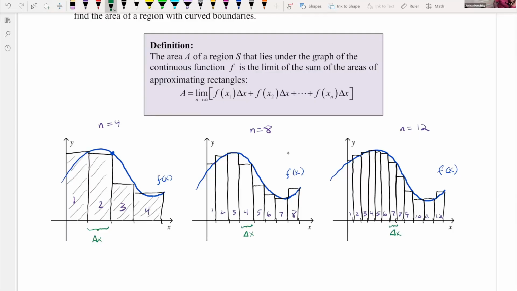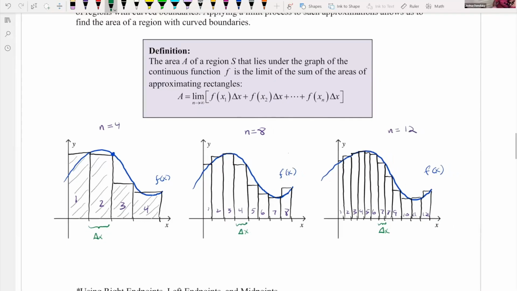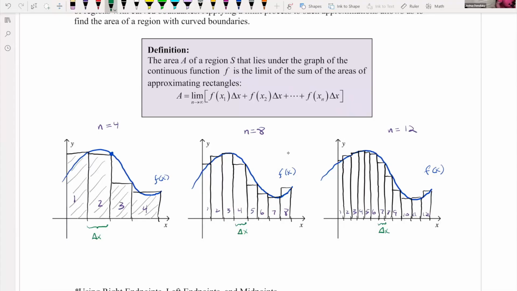Now, delta x, which is the width of a rectangle, the way we're going to find delta x is we're going to take the distance from where we start to where we end. So let's just quickly write that in. If we call this A and this B, we're going to take the distance between B and A, so B minus A, and then divide it by the number of rectangles n. And that's going to give us the width. And I'll mention that again as we proceed.